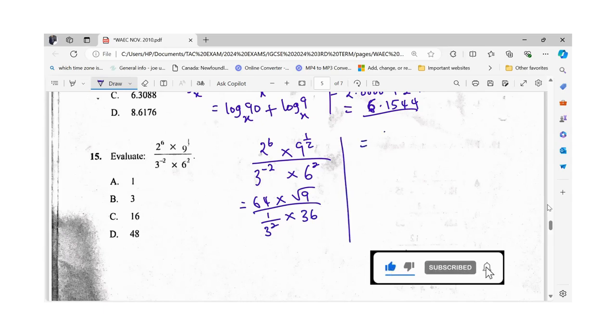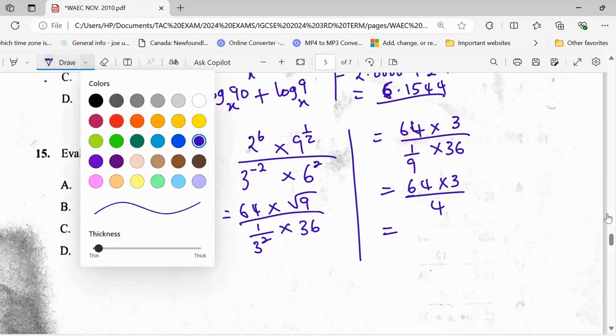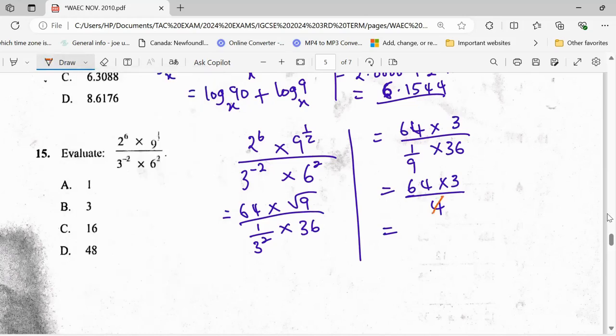So this will give us 64 times square root of 9 is 3 all over, this is 1 over 9 times 36. This becomes 64 times 3 all over 36 over 9 is 4. All right. Of course, if you use 4 to divide 64 here, it gives me 16. So we have 16 times 3, and that gives us 48, which is option D.